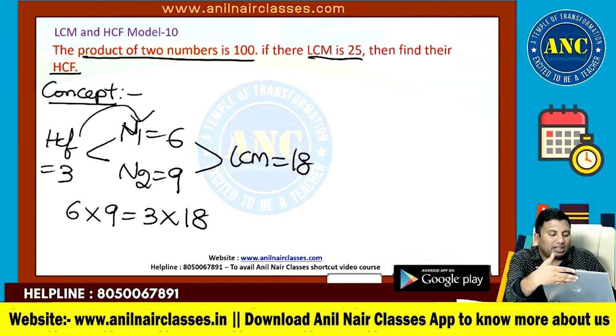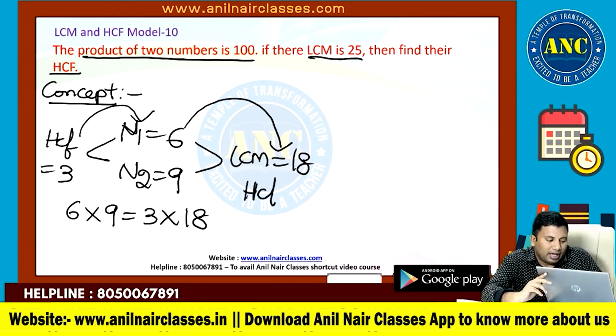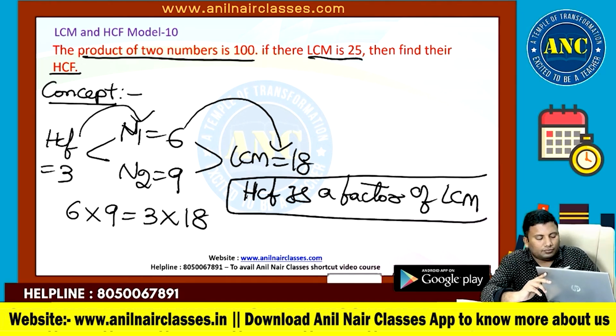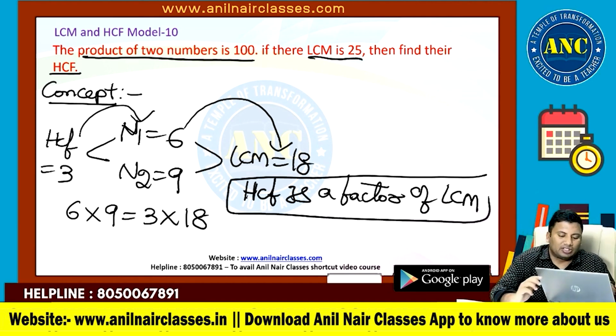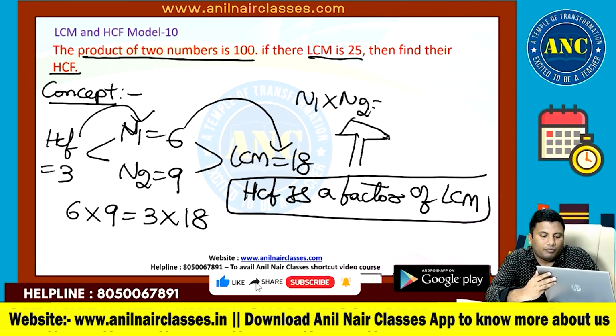HCF is a factor of the number. 3 will divide 6. 6 will divide 18. A number is a factor of LCM. That means HCF is a factor of LCM. HCF will always be a factor of LCM.